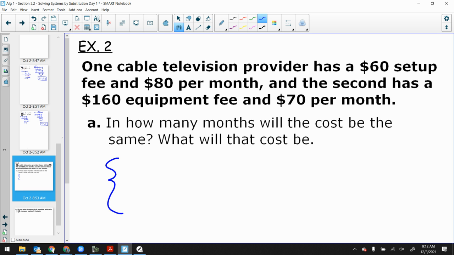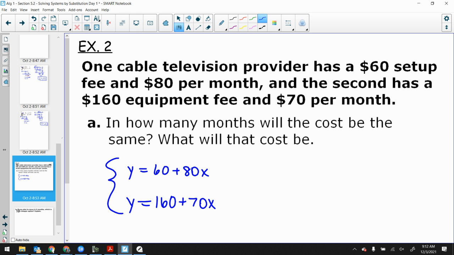$60 setup fee, $80 per month. Y equals 60 plus 80x. Quite simple. Second provider, $160 equipment fee, but they only cost $70 per month.